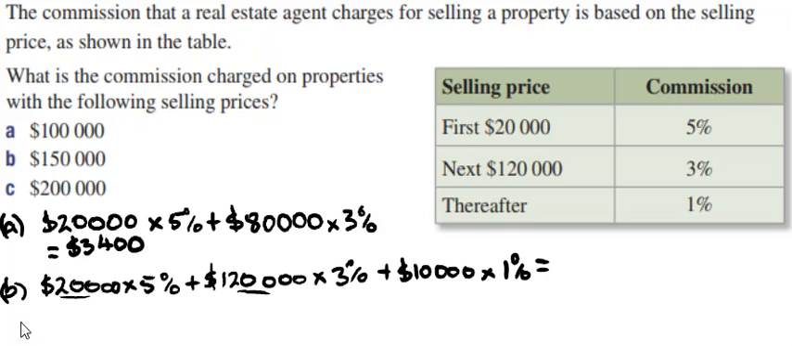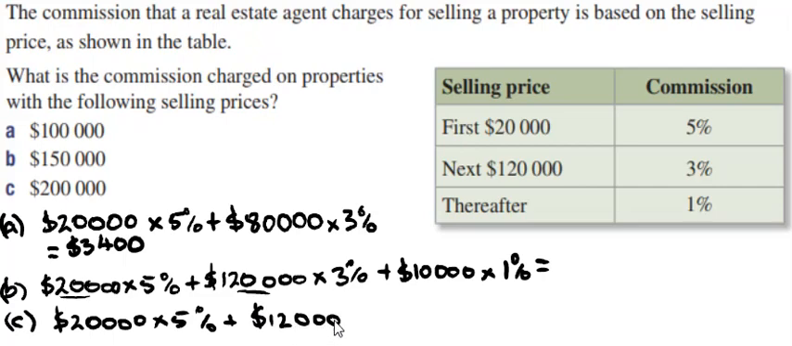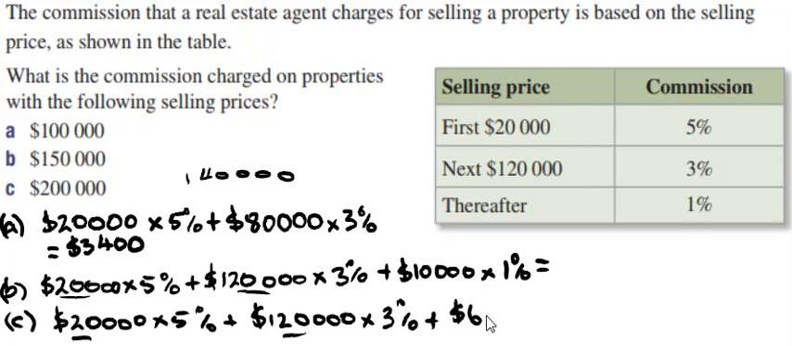Finally, let's look at C. It's 200,000. So, again, the first 20,000, they get 5%. The next 120,000 is at 3%. And if we add up 20,000 and 120,000, that takes us up to 140,000. The difference between 140,000 and 200,000 is 60,000. And we times that by 1%.